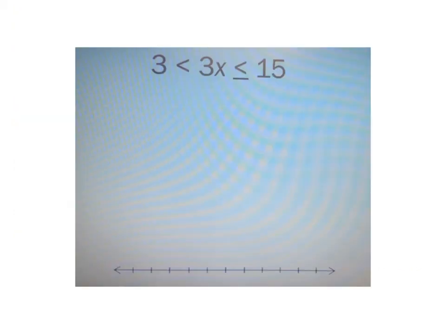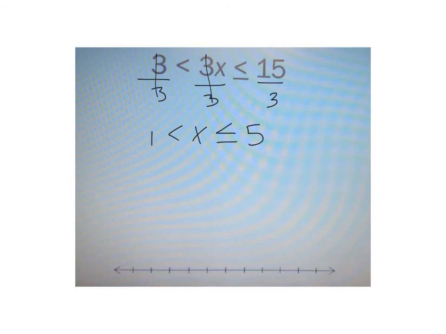On this one, we're still looking to isolate the x. So because it's saying 3 times x, we're going to divide by 3. And remember, you have to do it to all 3 parts. So we would get 1 is less than 3x divided by 3 would give you just x. And 15 divided by 3 is 5.